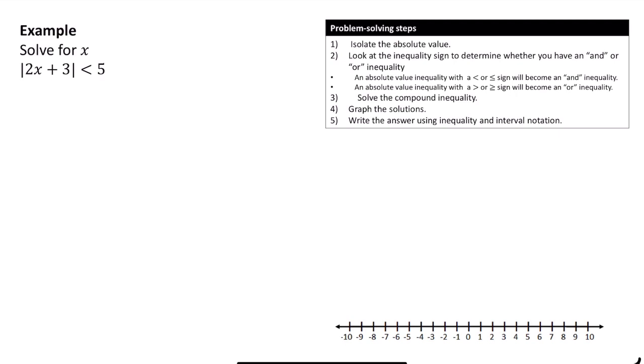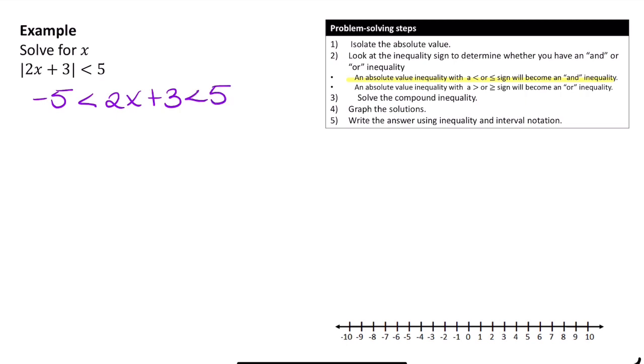In this case, we already have the absolute value isolated, so we can just go ahead and turn this into an and or an or inequality. Well, I can see here that I have a less than sign, right? So a less than will become an and inequality. I'm going to rewrite this as -5 is less than 2x plus 3, which is less than 5.